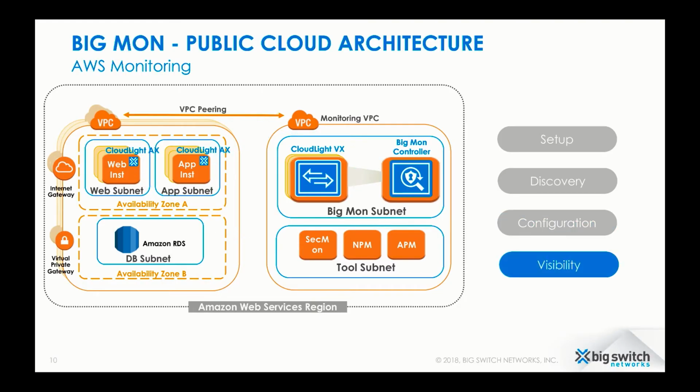Once the policy has been created, the CloudLight AX agent will replicate traffic from the workload and send it to the CloudLight VX virtual switch over VPC peering. Optional filtering and additional packet modification functions are then done on the CloudLight VX virtual switch, as per the policy defined. CloudLight VX virtual switch then forwards the filtered packets towards the tool.